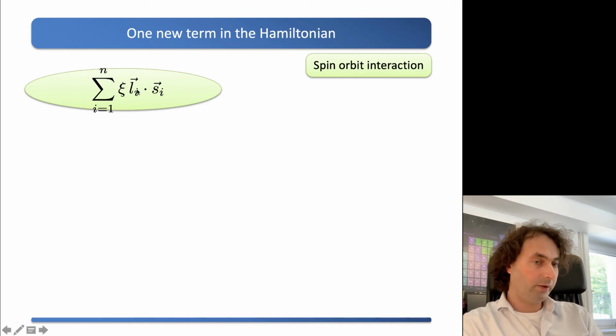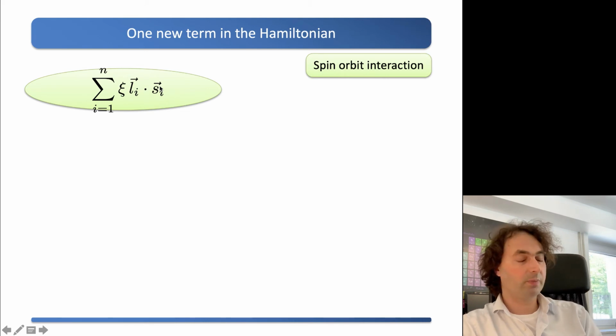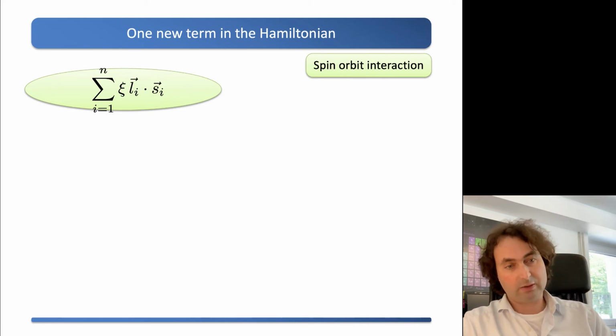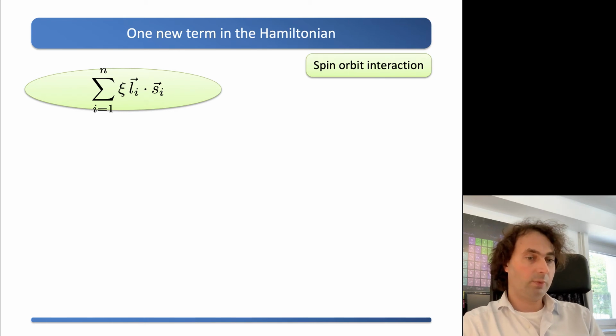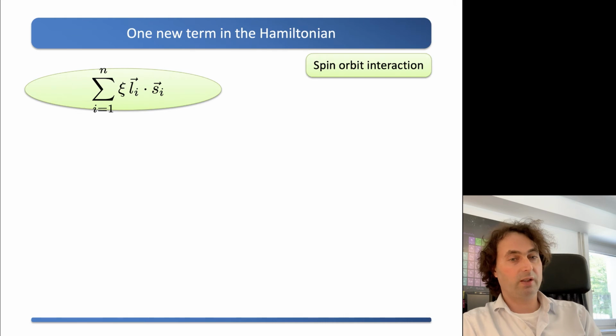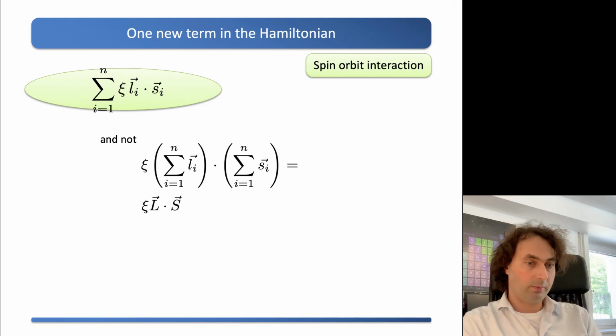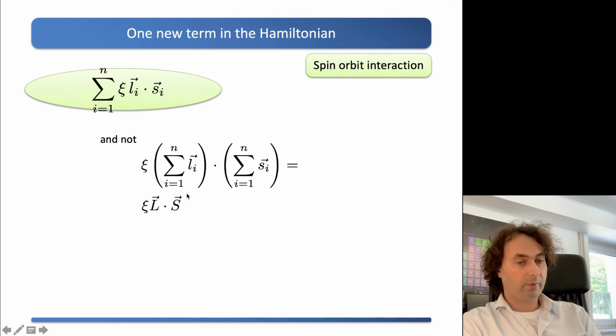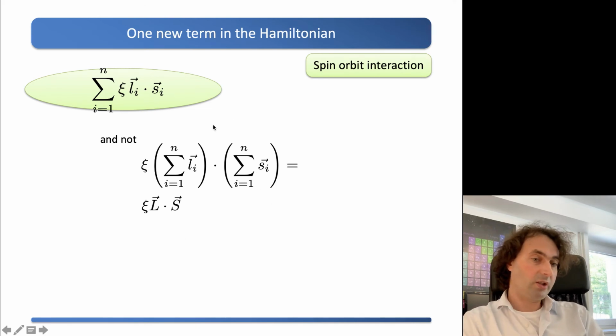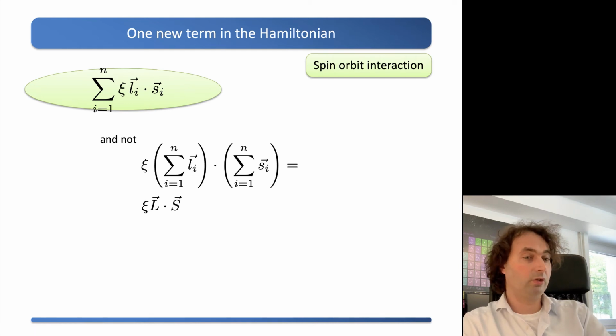Note that I use here small letters for our operators, and once we go into many electron states, we like to use the small letters for operators acting on single electrons and the capital letters for interactions on many electrons, where the total angular momentum is the sum over all electrons and their angular momenta, and the total spin is the sum over all spin. The spin-orbit coupling constant, or the spin-orbit interaction, acts on each electron separately and not on the total angular momentum times the total spin. The latter is an approximation that has been used in the early days in atomic physics.